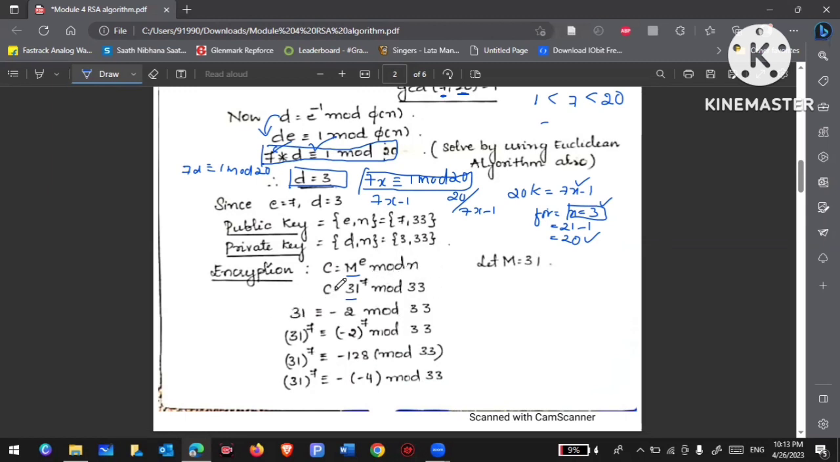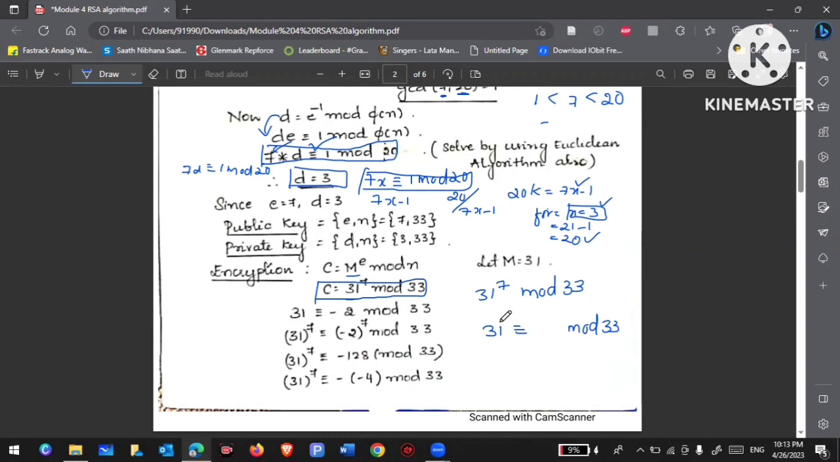So 31, C value, this congruent we have got. Now we have to find out the value of 31 power 7 mod 33. How do we find out these values? Since this is a large number, take out the base to the power 1 itself. So 31 to the power 1 is congruent to, here you have mod 33.